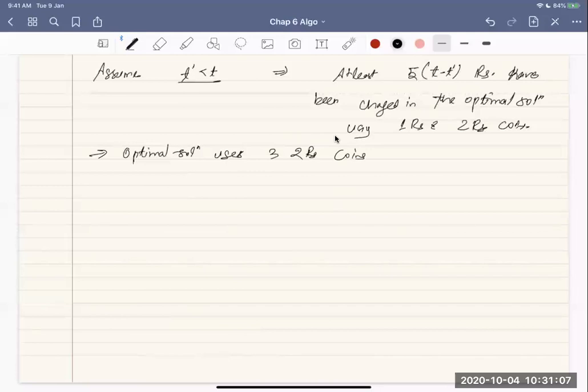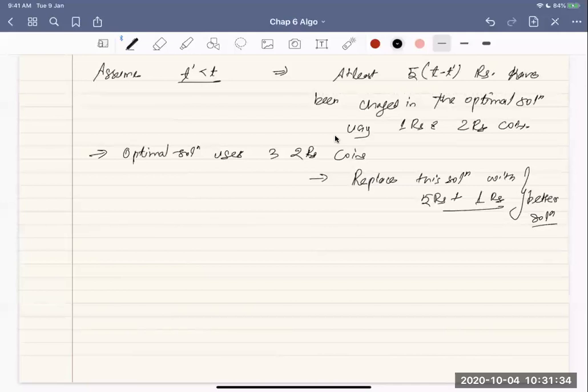Now, if it uses 3 2 rupee coins, you can always replace this solution with a 5 rupee plus 1 rupee coin, and you get a better solution. You have fewer coins here. So this is a better solution. There is a contradiction. Yes, the optimal solution is always the best. Cannot get better than that. So okay, this is not possible. Otherwise, it will use 2 plus 2 plus 1, or at least 1 rupee coin.